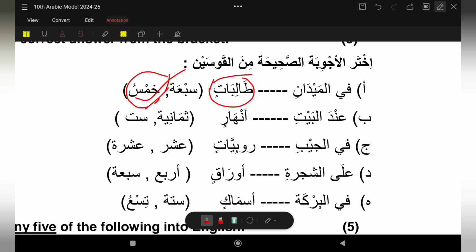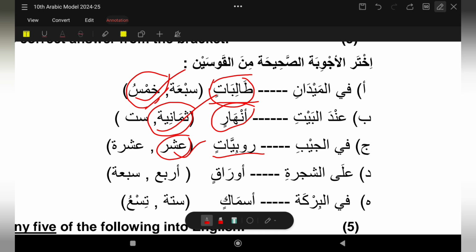Then anhar, nahar, that is mudhakkar. You know, when alif and ta comes in a word, you should understand that is muannas. Here there is no sign of muannas, so we can make it mudhakkar, and the adad can be muannas. So samaniyat is the answer. Fil jaybi rubiyat, with alif and ta, so that is muannas. If the ma'dud is muannas, adad should be mudhakkar, ashar, that is the answer.